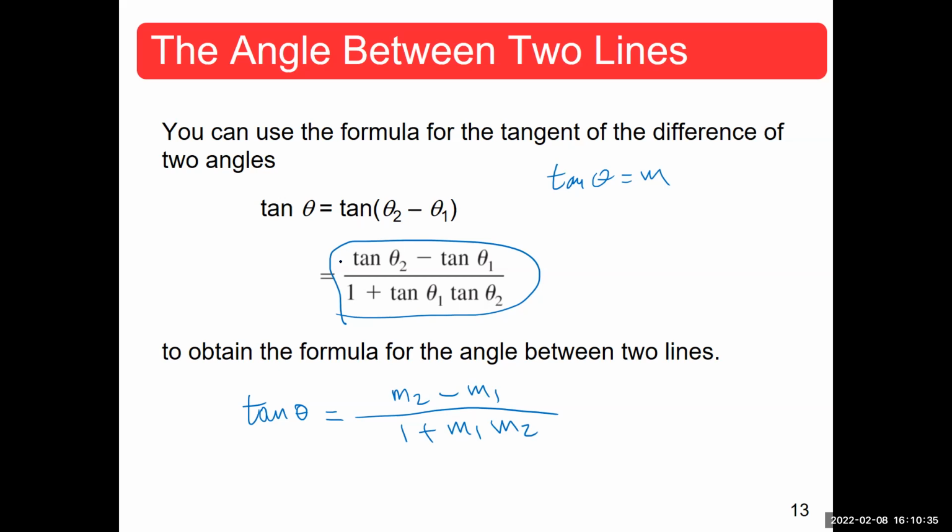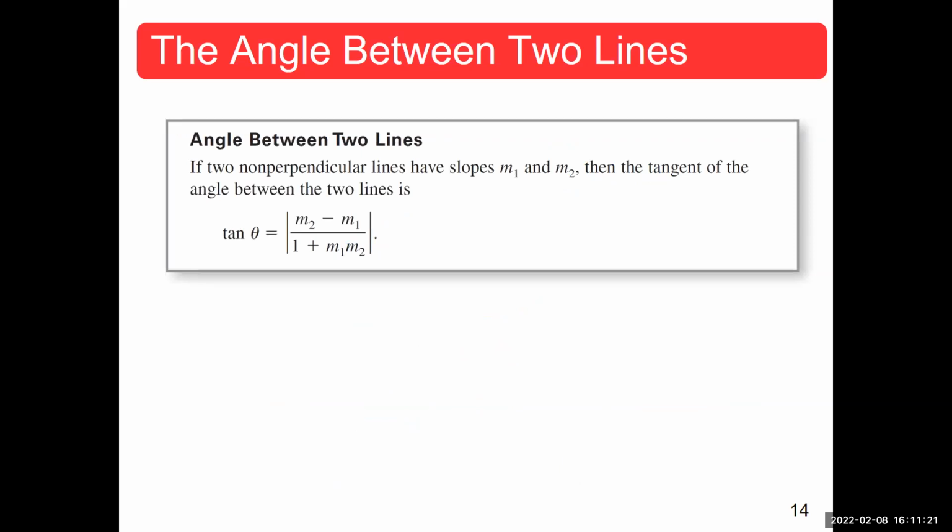However, because I don't know which one is m2 and which one is m1, we are going to do this in absolute value. So there is no negative answer. It's going to be one angle. Then theta is going to be tangent inverse of whatever value I got. Here's the formula. Theta is tangent inverse of whatever you have.